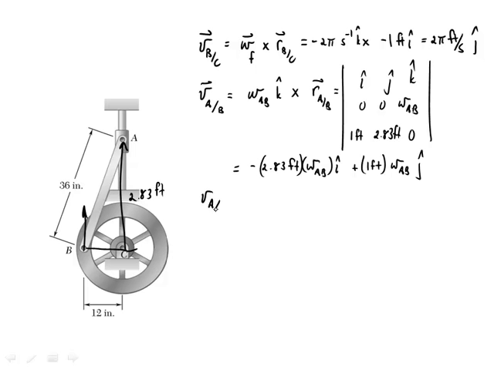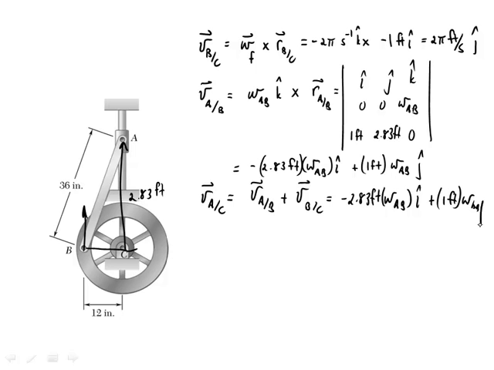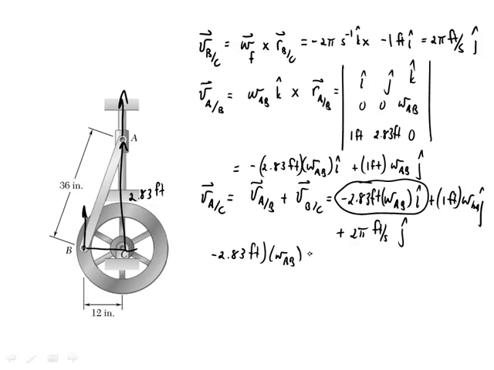And so the velocity of A with respect to C is equal to the velocity of A with respect to B plus the velocity of B with respect to C. And so I have minus 2.83 feet omega AB in the i direction plus 1 foot times omega AB in the j direction plus 2 pi feet per second in the j direction. Remember, A is fixed to be in the j direction, so the i component must be 0. This is the only i component, and so since minus 2.83 feet times omega AB must be 0, that means that omega AB is equal to 0. So there's no rotational kinetic energy here.